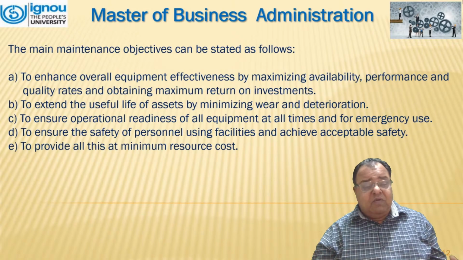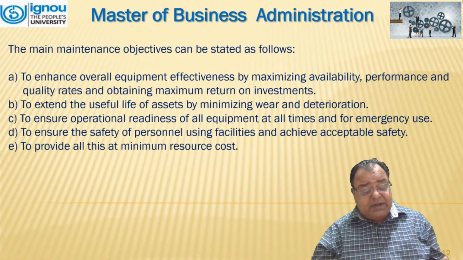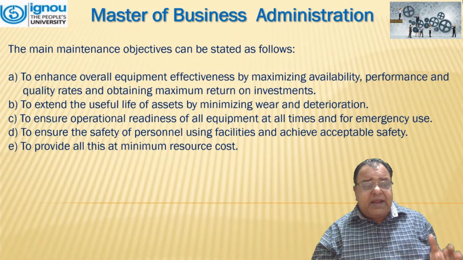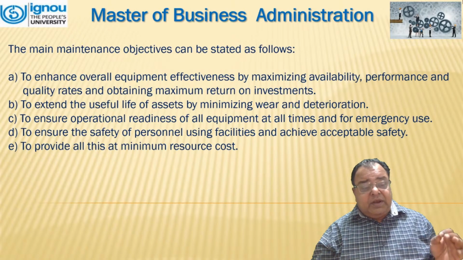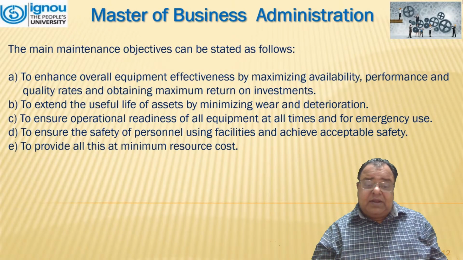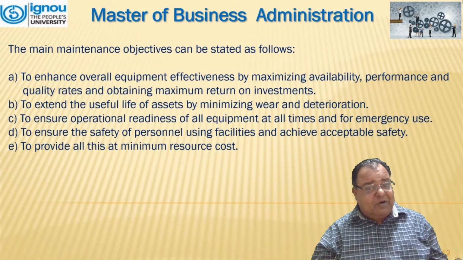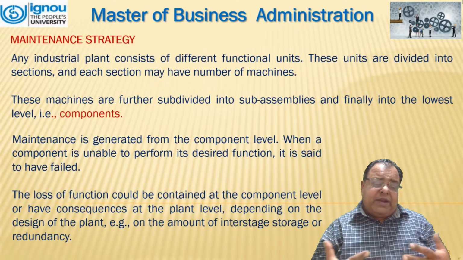The main maintenance objectives can be to enhance overall equipment effectiveness by maximizing availability, performance, and quality rates and obtaining maximum return on the investments. And to extend the useful life of assets by minimizing wear and deterioration. To ensure operational readiness of all equipment at all times and for emergency use. To ensure the safety of personnel using facilities and achieve acceptable safety. And to provide all these at minimum resource cost. Then comes your maintenance strategy.